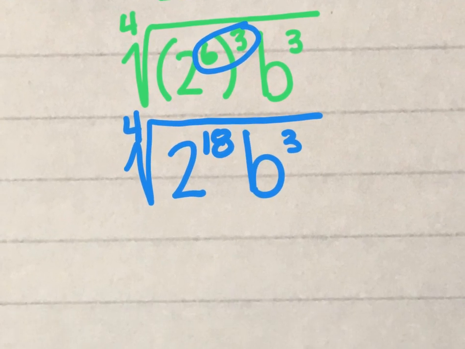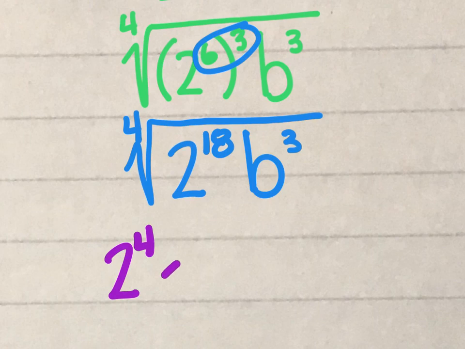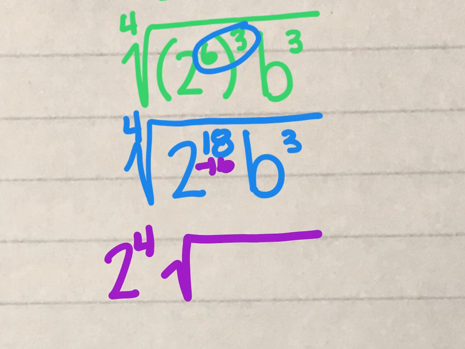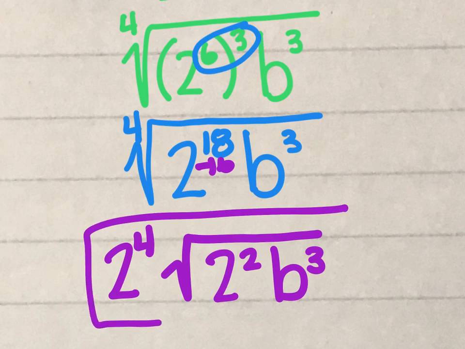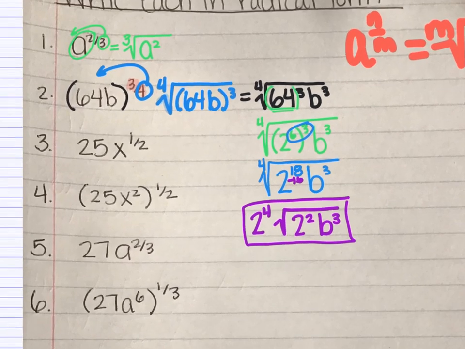Now simplify under the radical. 4 goes into 18 how many times without going over? It goes in 4 times. That means I can pull out a 2 to the 4th. When I do that, I have, so 4 times 4 is 16. So I get 2 squared left. You can't take the 4th root of b to the 3rd. So that is your final answer.